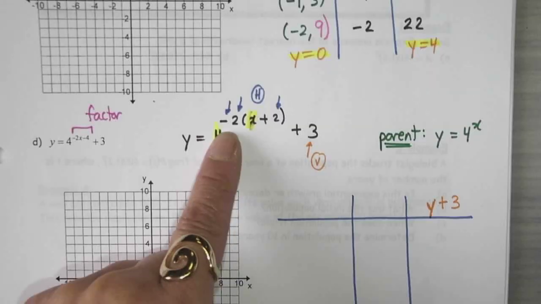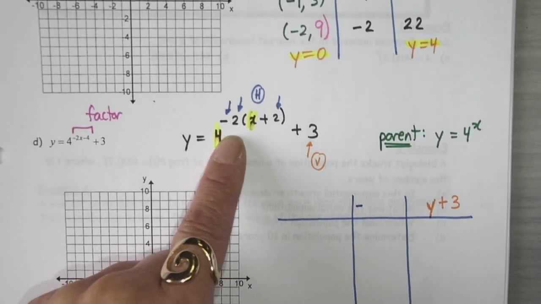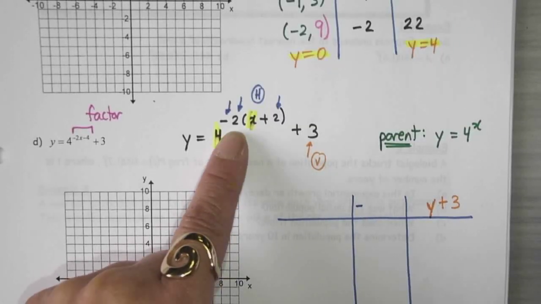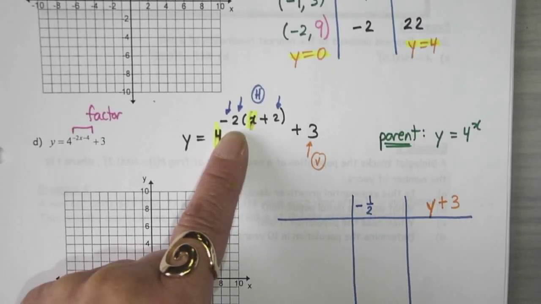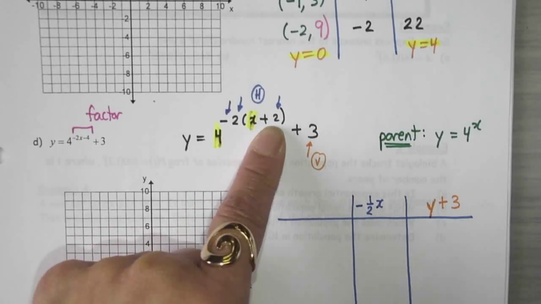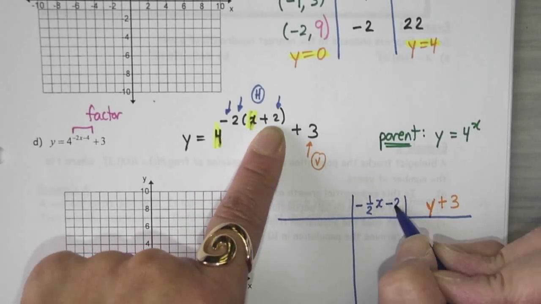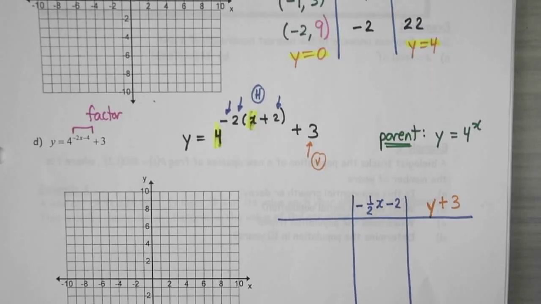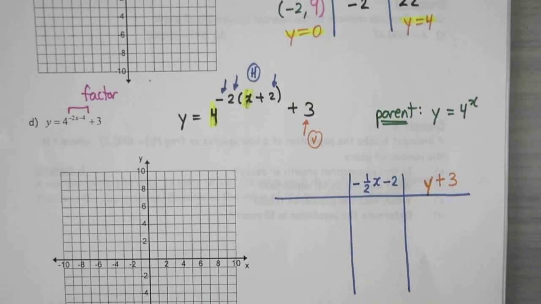So the horizontal. So the negative makes it a negative reflection. The 2 makes it 1/2. Okay, put the x there. And then the plus 2 becomes a minus 2. Right, there you go. So back into your brain. This is great review because it forces you to review again. Like, okay, so this is what we did way back in chapter 1.